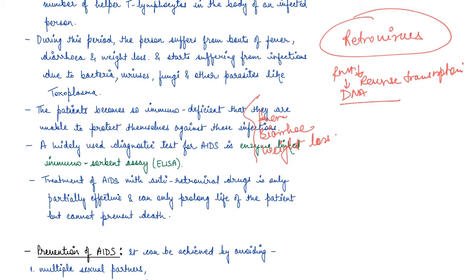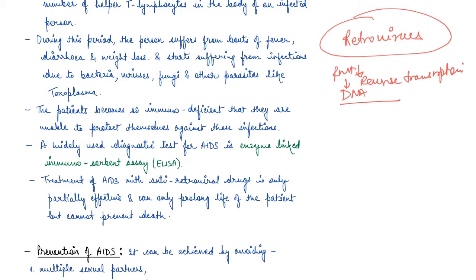And at the end, the patient becomes so immune deficient that they are unable to protect themselves against any kind of infection. So you are not at all able to protect yourself against infections, right? And that is when the immune system of a person stops responding completely and it leads to death, right?